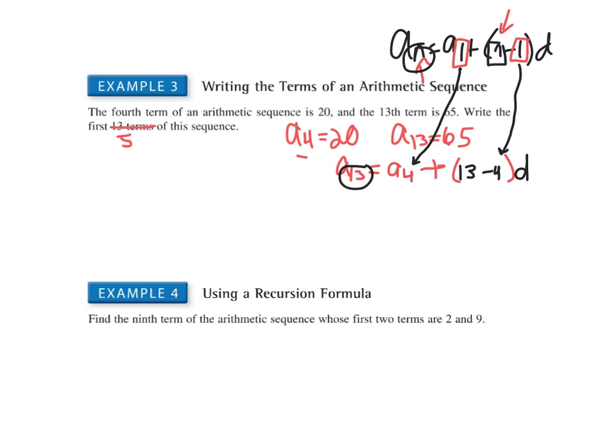And then your last step is to just plug in what those terms are. So like a sub 13 is 65, because they gave it to us. A sub 4 is 20. And then 13 minus 4 is 9. I end up with 45 equals 9 times d. So I get d equals 5.